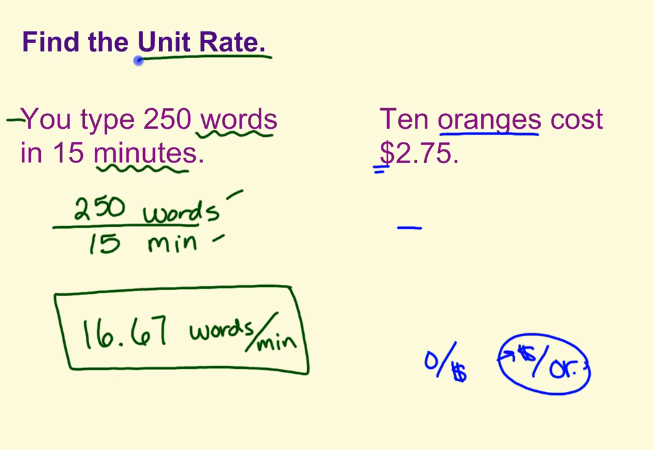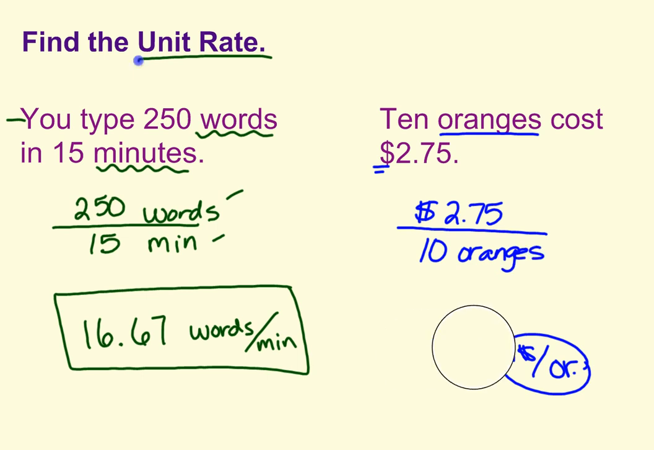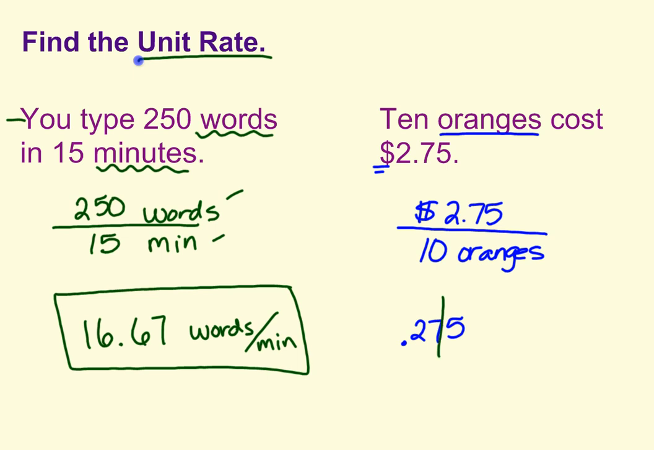So we're going to set that up with dollars on top, so you have your $2.75 on top, over how many oranges? 10 oranges. And then you grab your calculator and you go ahead and divide this out. 275 divided by 10 is 0.275, but because we are talking dollars here, we want to round it to 2 decimal places. So here's my cutoff. So this 5, should it round the 7 up or keep it the same?